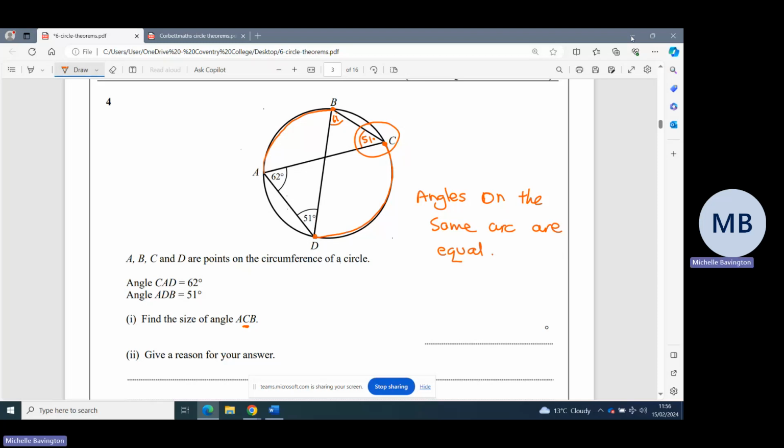What you could do is go A, D, B is equal to A, C, B as well. A, D, B is 51, and that is equal to A, C, B. Right. But you've got to mention arc.